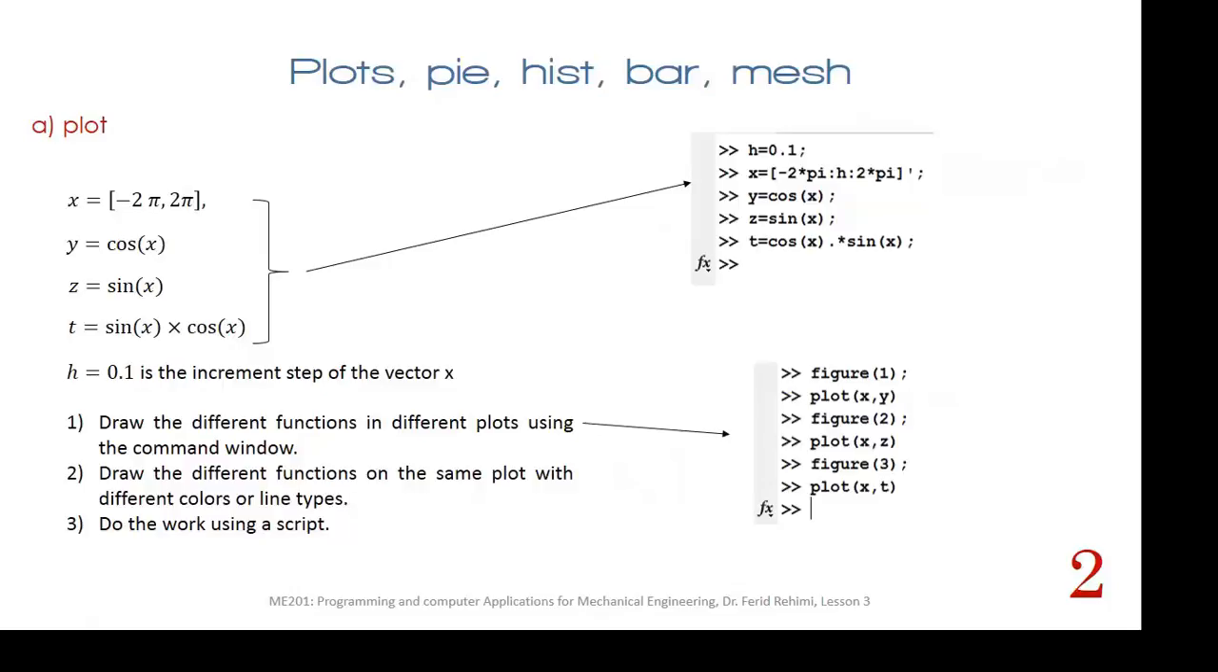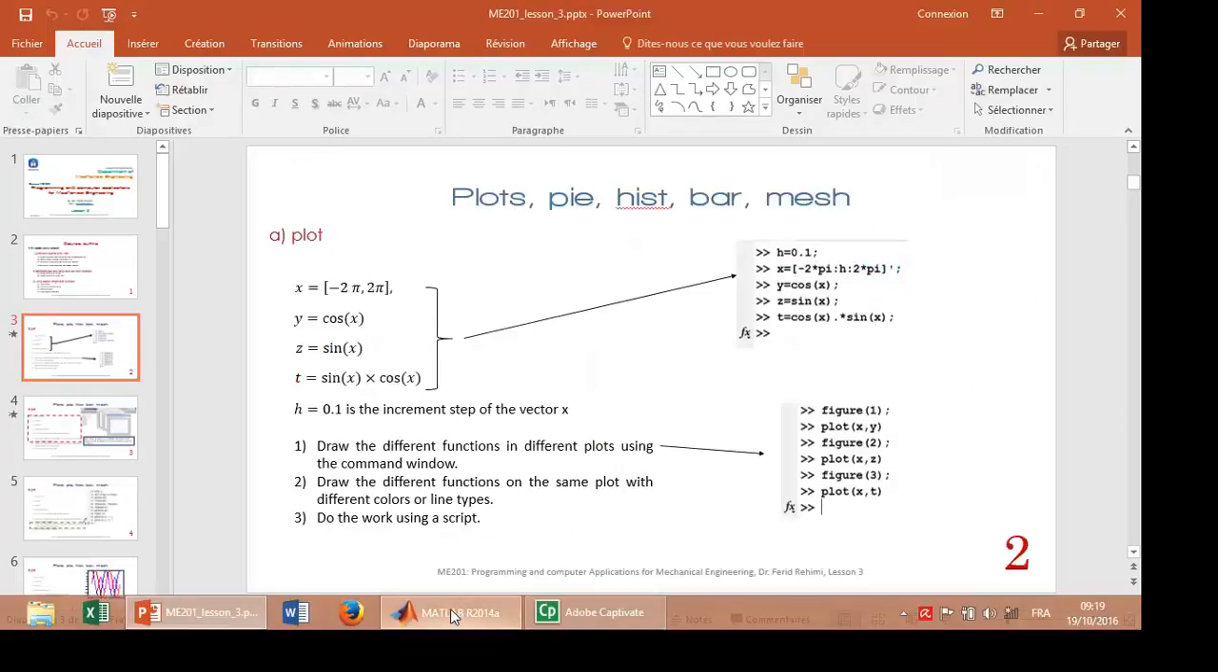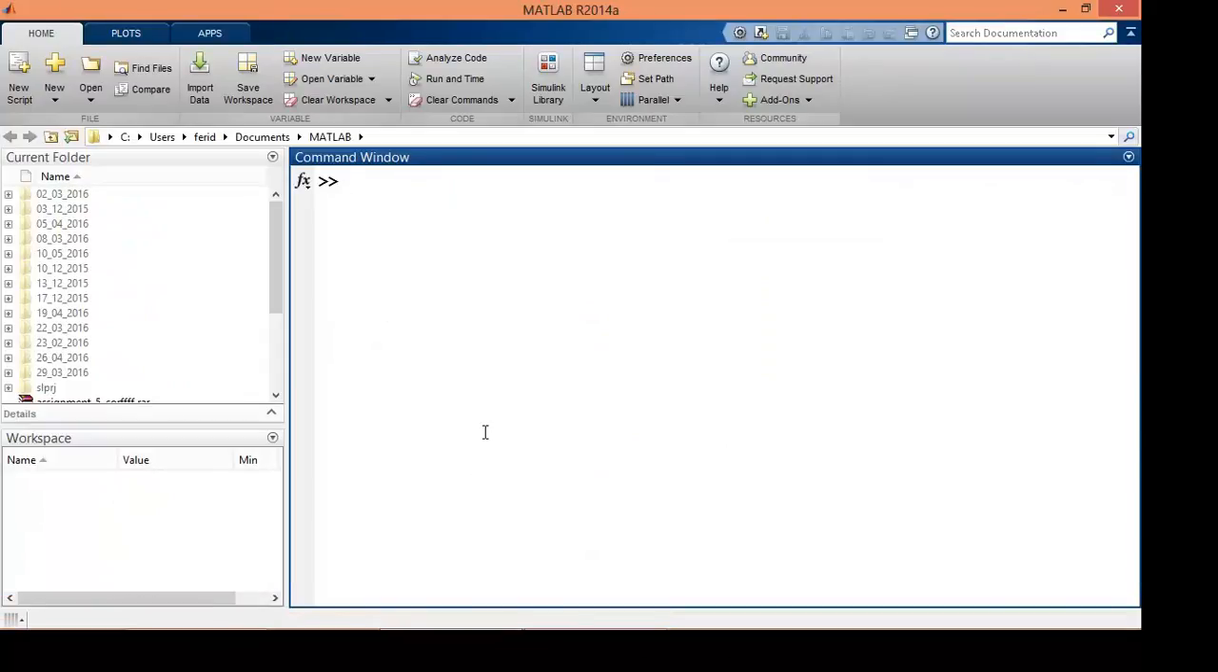Is it okay? Okay. Let's do it directly on MATLAB. So, escape. We are working directly on the command line. h equals 0.1, x equal to minus 2 pi, h, 2 pi. I will take it as a row vector. I will add the semicolons. I don't want to show this. I want something very clean.